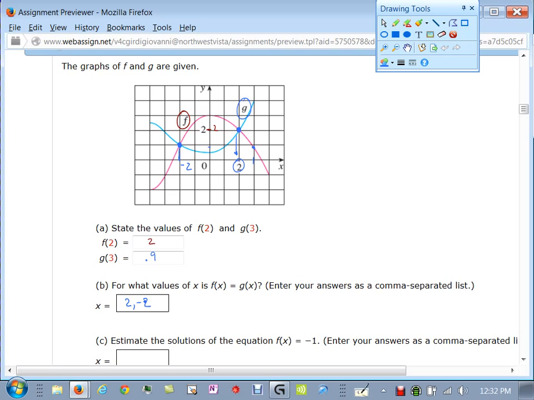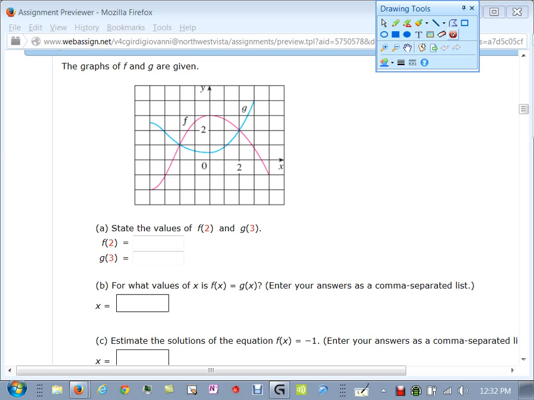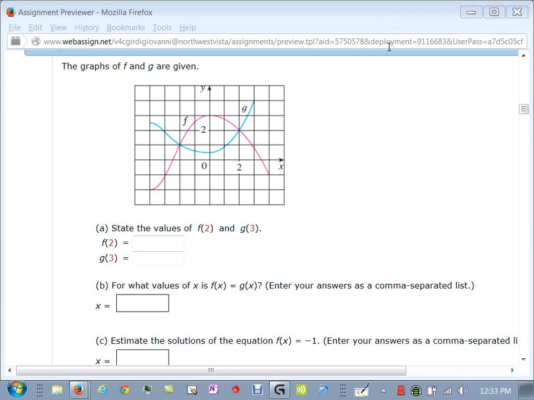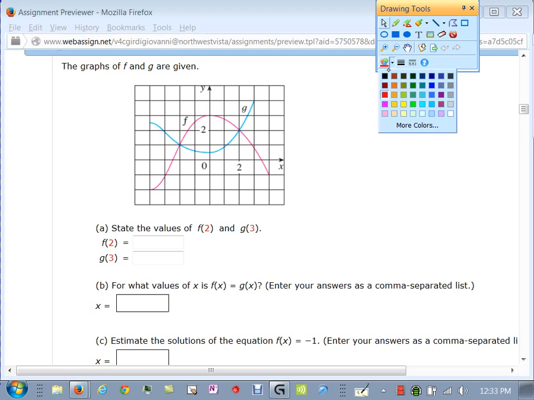Okay, next part, C. Estimate the solutions to the equation f of x equals -1. So let me clear everything out. What they want to know is where is our function f -1? So starting again at my origin. Let's see, lost my pen here. Oh, there we go. Here's the origin. I want to know when my function's value is -1. Here's -1. I want to know when my graph hits that.